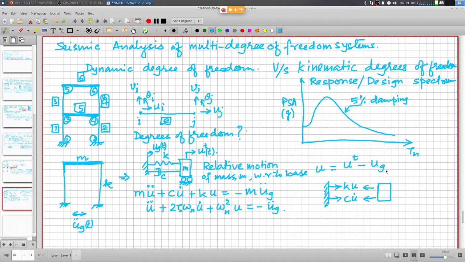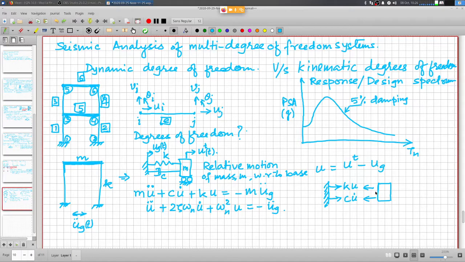If the mass moves towards the left, there will be a push, and opposite forces would of course be generated as a reaction from the support, because this spring is connected on one hand to the mass and on the other hand to the support, the base. Similarly, for the viscous damper, the force generated is proportional to the relative velocity between two ends, and that is equal to C u dot.